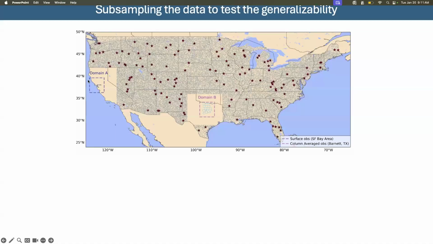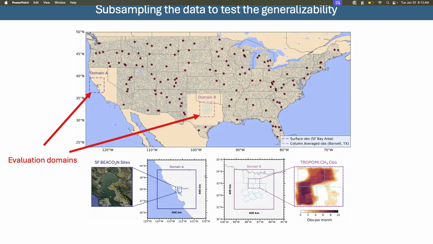So here what we did was we identified two domains. Domain A corresponds to the San Francisco Bay Area, and domain B corresponds to the Barnett Shale in Texas. And we removed some area around these domains, so most of California here and much of Texas here, so that we ensure there is no correlation between the training data and this evaluation domain, either in the spatial or temporal domain. And we use these two domains for our downstream evaluation.